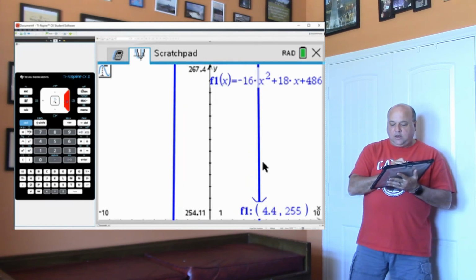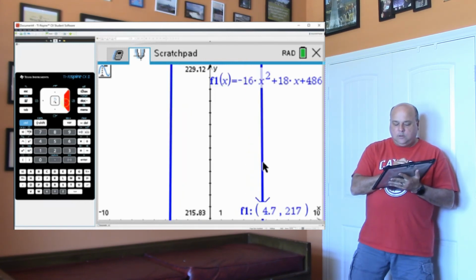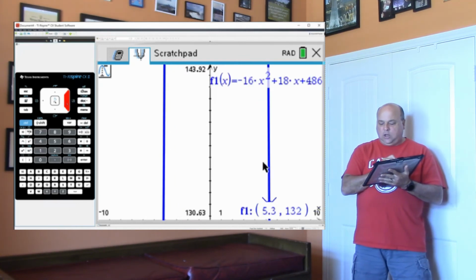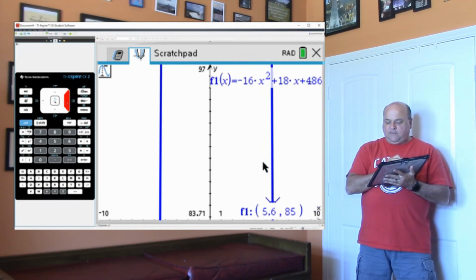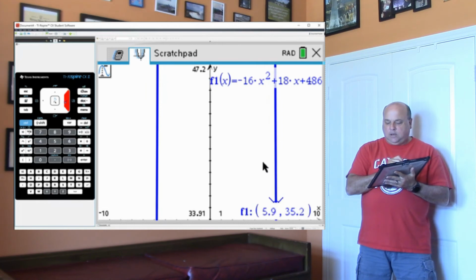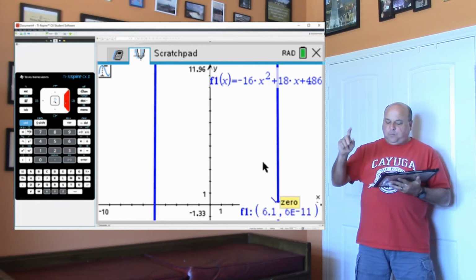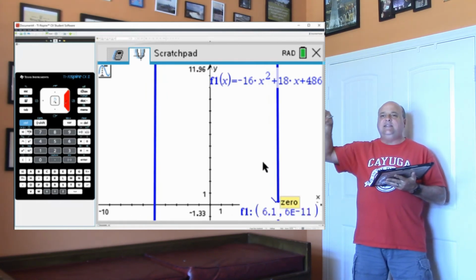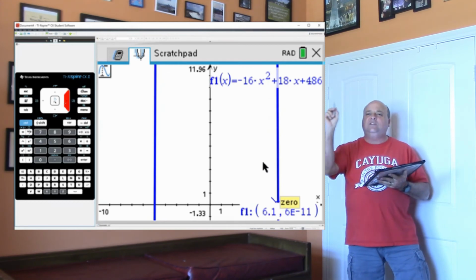Boy, I am in the air a long time. 217, woo, this is a long jump. I'm going to have a heart attack before I hit the water. I'm getting closer to 0. There it is. 6.1. Notice that it's not 0. That means it's the closest it could get.